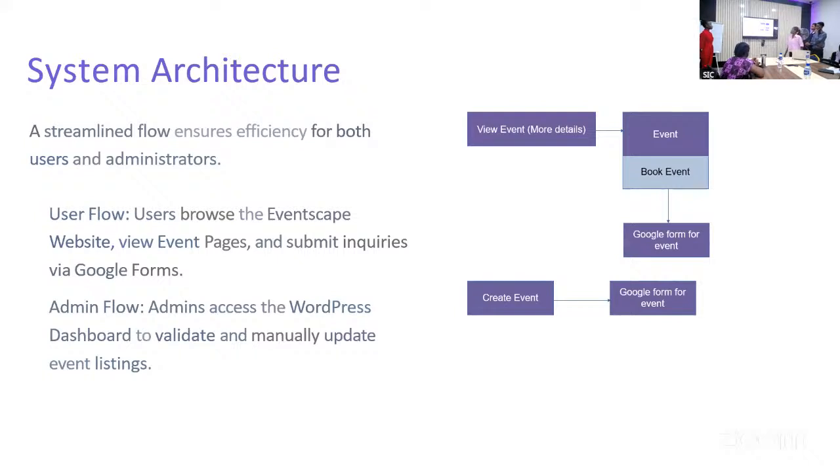This is our system architecture. As you can see, we have a diagram that shows how we can simply book events. Booking events on our website is very easy. From the diagram, we can see book events. When we book an event, it takes us to more details, the part of the website where you see details about the event and what it is all about. From there, you can book your event. Clicking the book event button takes you to the Google Form, which you fill and send to us. That's the user flow. For the admin flow, we go to WordPress and manually update our events.